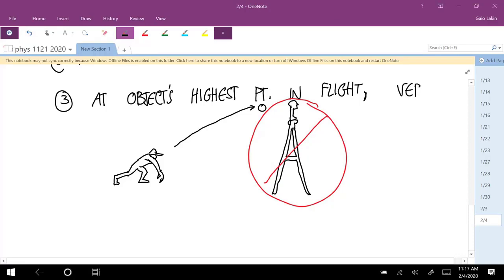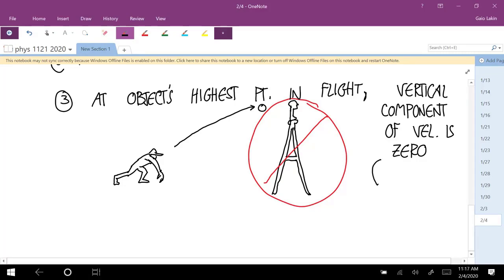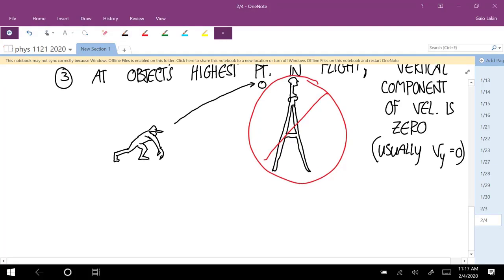So the vertical component of the velocity is 0. Usually, I'm going to recommend that you choose your y-axis to point up. So this usually means Vy is equal to 0. Okay, so the horizontal component is not 0. Any questions about that?